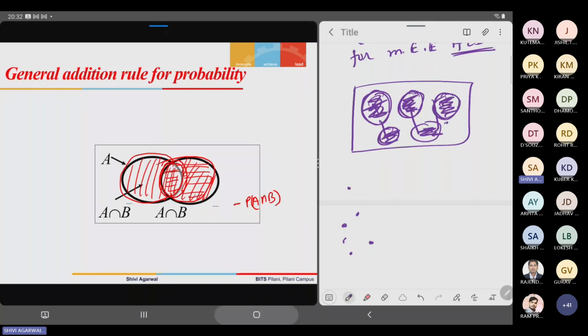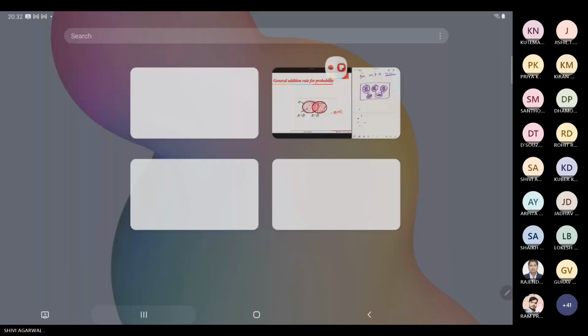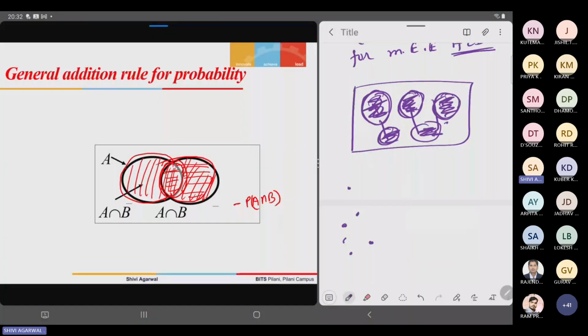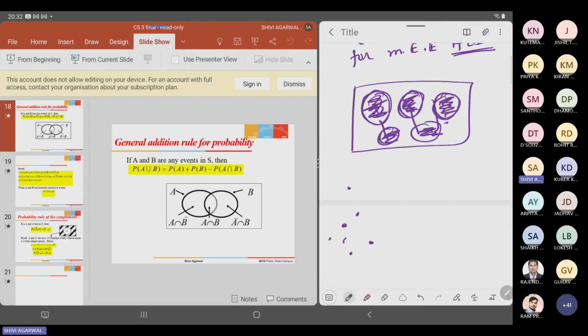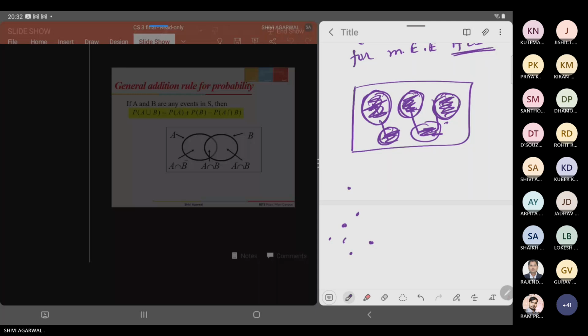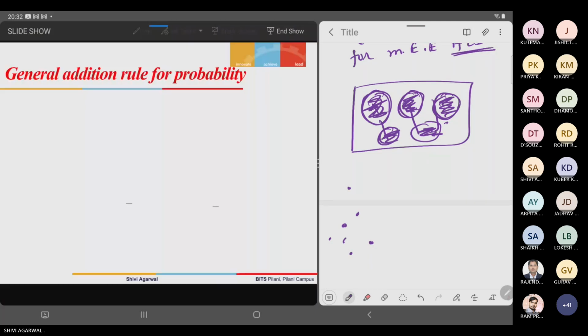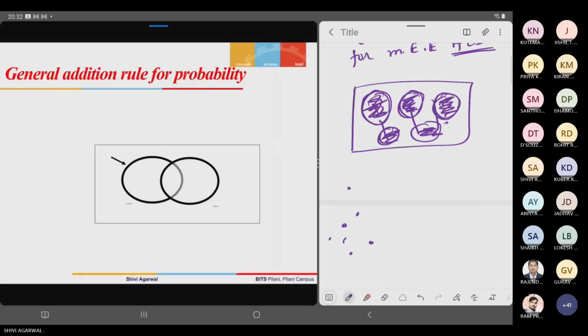Okay. So this is A. This part is A intersection B complement. And this part is A intersection B. This part is A complement intersection B. It's not simply A plus B. Directly we can't say it is A plus B.